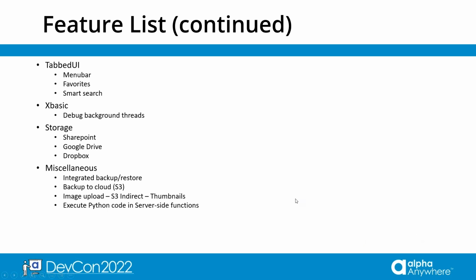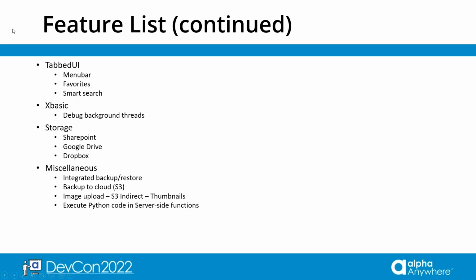So then in the tab UI, we basically implemented menu bars. We've got a feature called favorites where you can mark certain of the menu buttons in your tab UI as favorites. And then we'll show this smart search feature, which is pretty interesting.